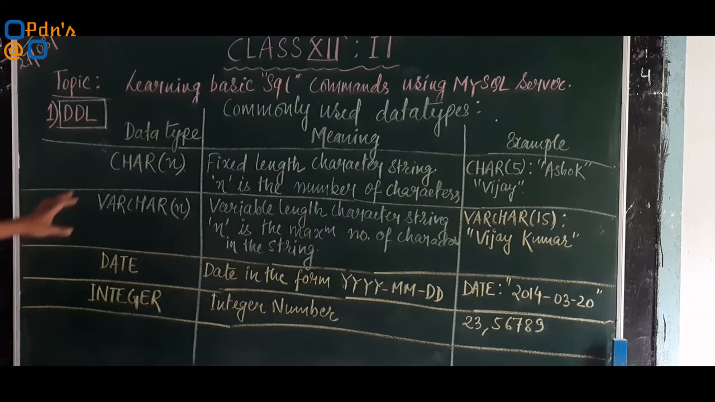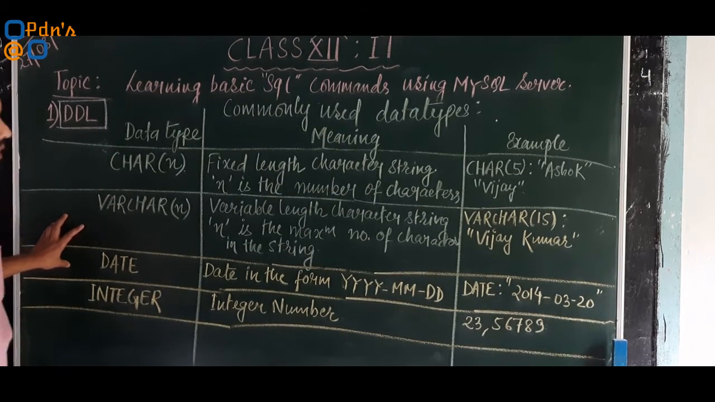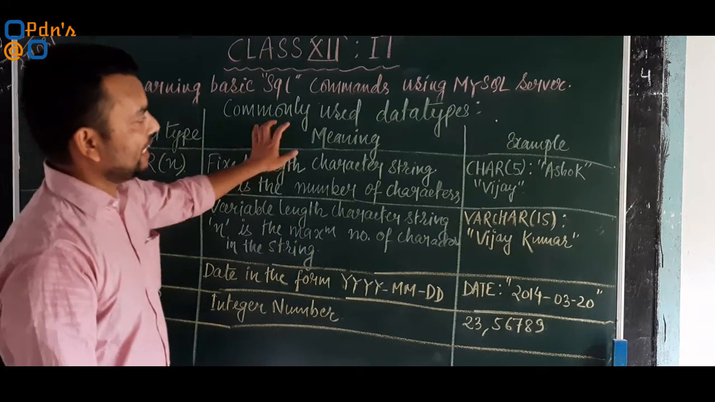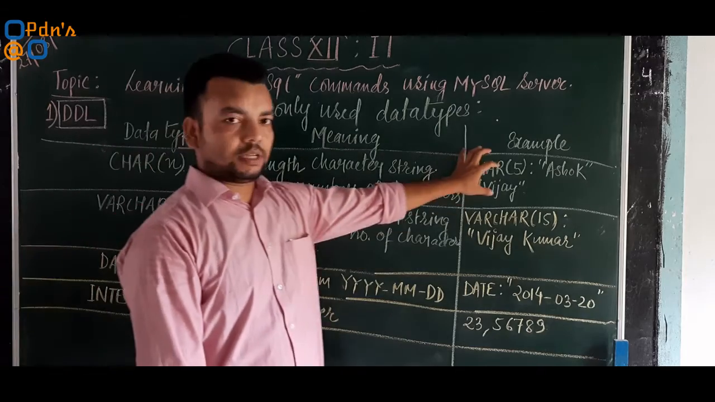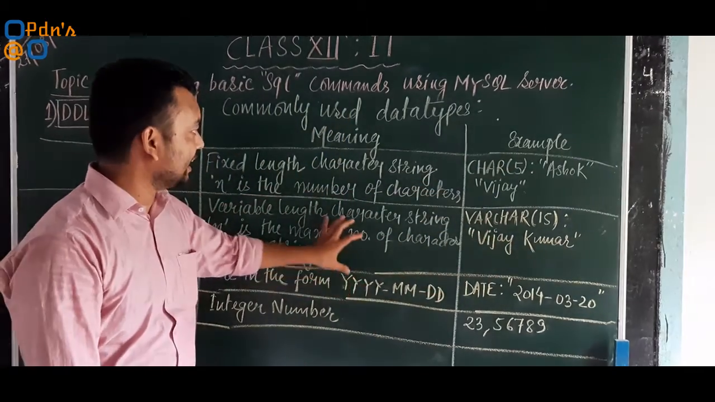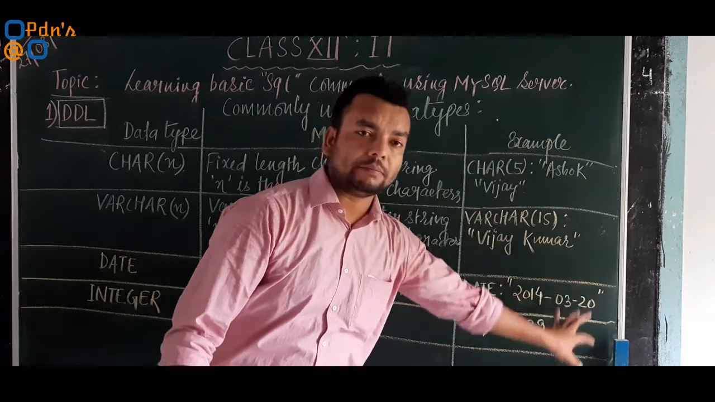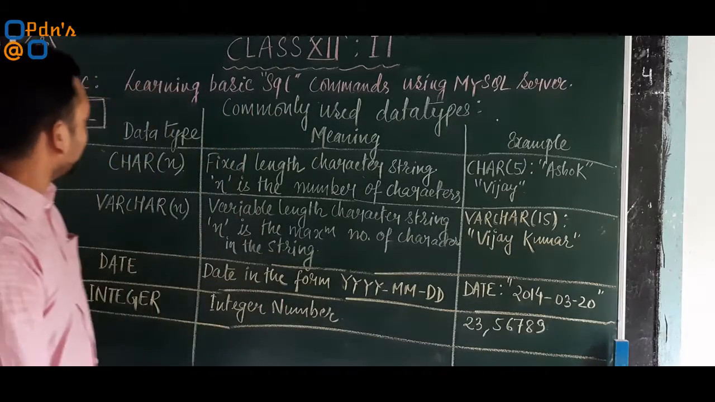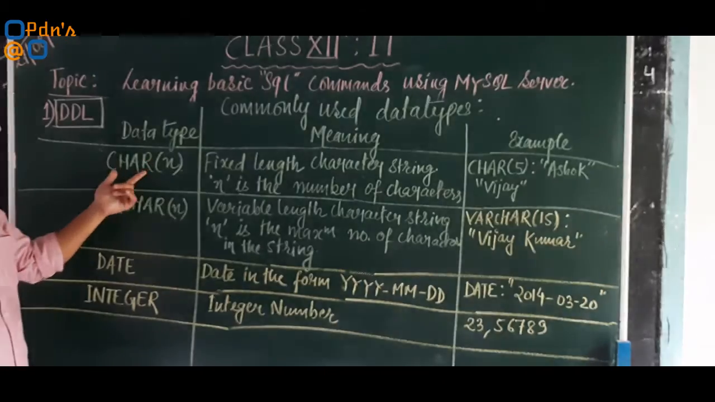So here in this table, I have depicted certain commonly used data types along with their meanings and examples. How an attribute or field declared with a particular data type will look has been depicted by means of an example. So here, see, the first category of data type that we are going to use is char.